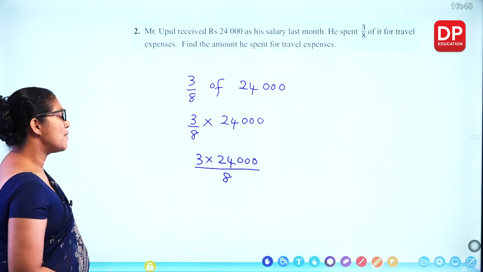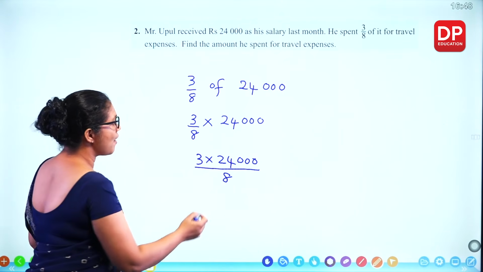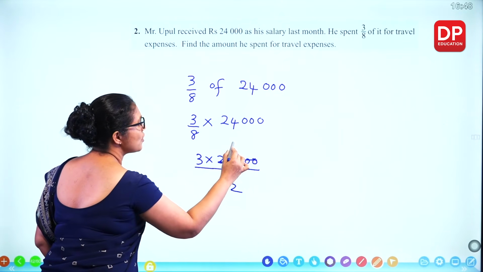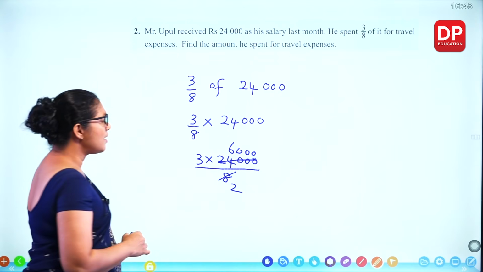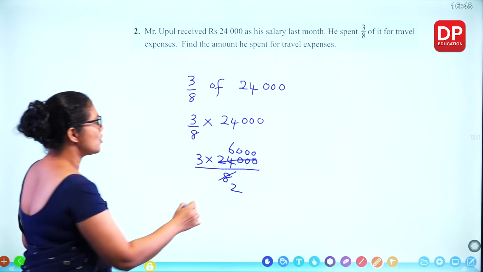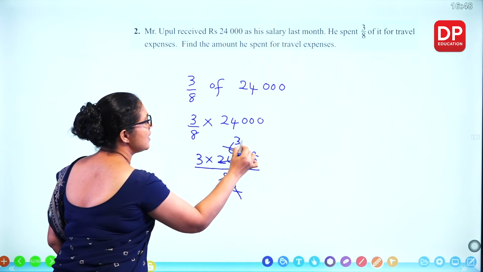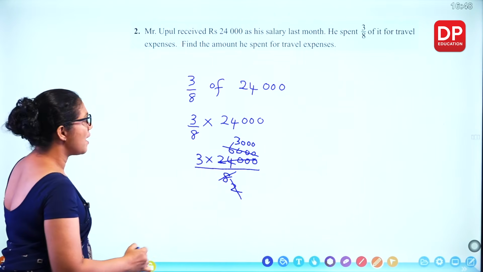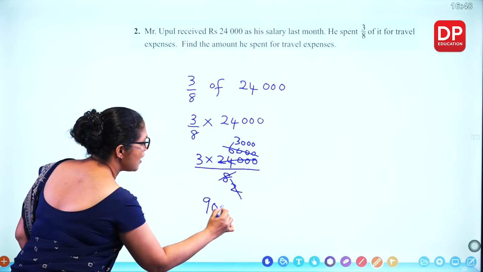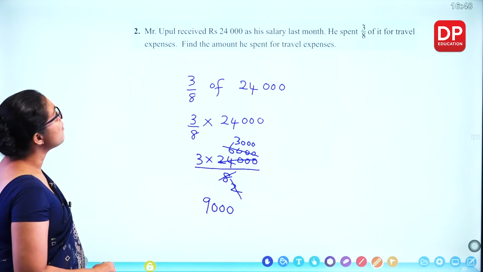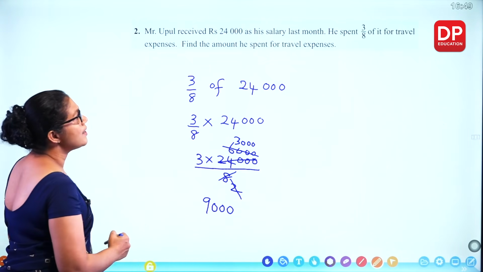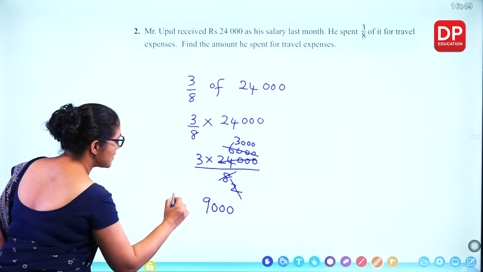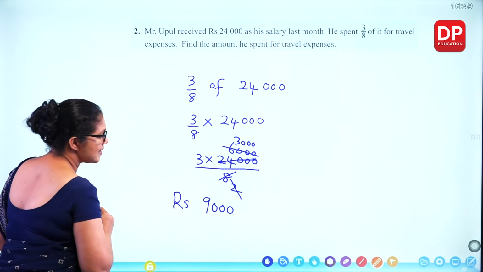So here you can simplify. You can first divide by 4. 4 times 2, 4 times 6. Now you can simplify with 2. 2 times 3. So 3,000 multiplied by 3, you get 9,000. So this is about money. So how do we write down the units? This is rupees. So we write rupees 9,000.